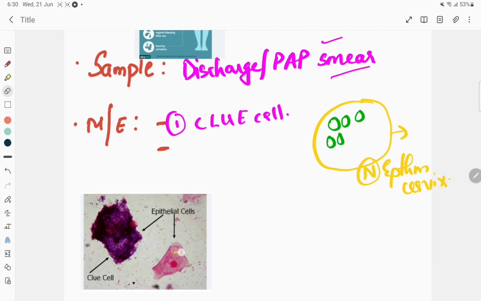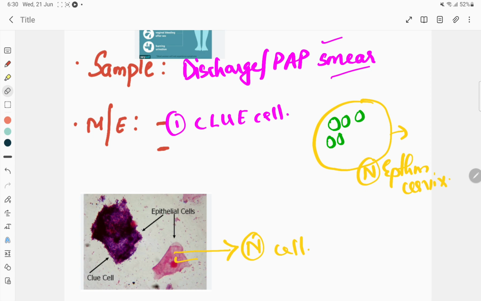Let me show the picture. See, this is a normal cell, guys. We call it a normal epithelial cell of the cervix. Can you see here this whole cell? This is a clue cell. Here what happens is the bacteria will invade. See, this cell was once like this. When the bacteria invaded it, it became a clue cell.